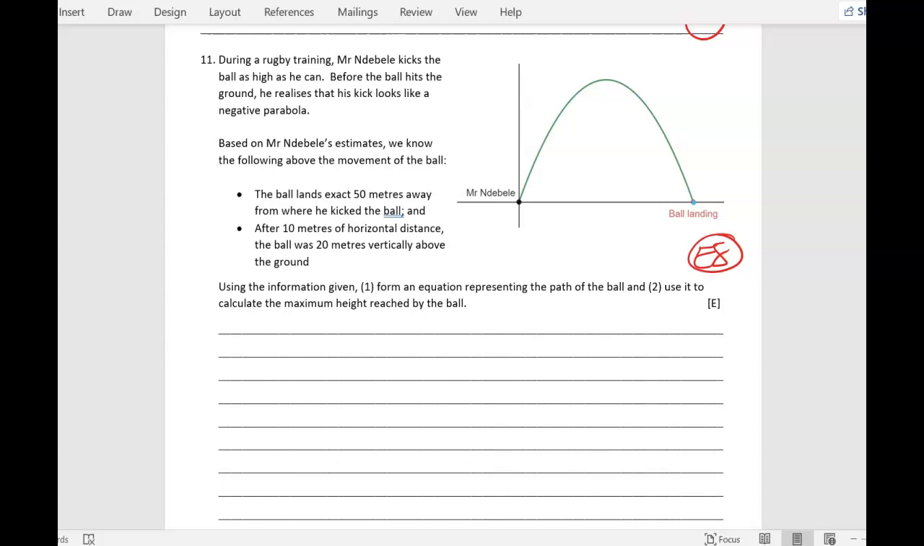So reading through the question: during a rugby training, Mr. Indabelli kicks the ball as high as he can. That's kind of what this looks like. That's him kicking the ball. That's him landing.